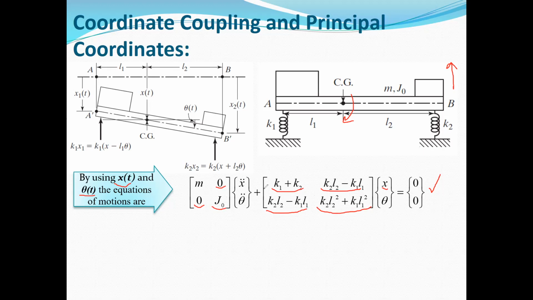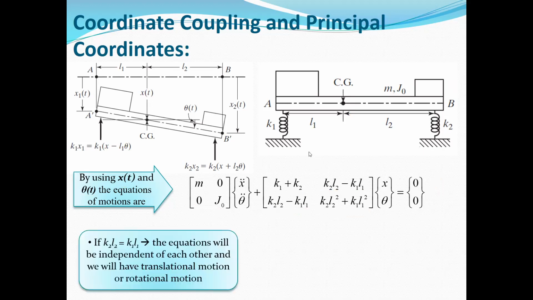So you can see we have a coupling because in the first equation, both x and theta appear, and also in the second equation we have x and theta. But we can simplify this equation if we assume that k1 times L1 is equal to k2 times L2.